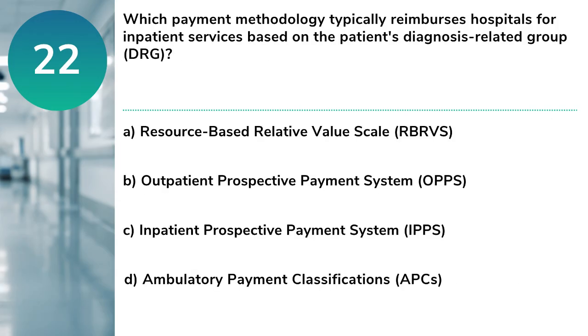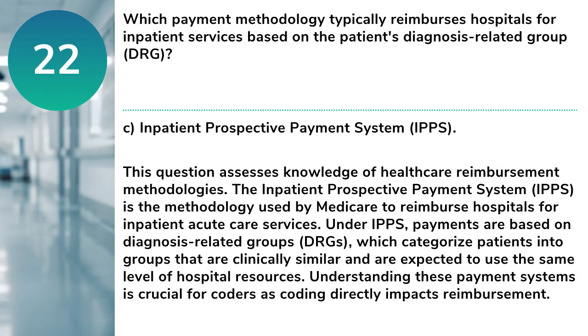Question 22. Which payment methodology typically reimburses hospitals for inpatient services based on the patient's diagnosis-related group, DRG? A. Resource-based relative value scale, RBRVS. B. Outpatient prospective payment system, OPPS. C. Inpatient prospective payment system, IPPS. D. Ambulatory payment classifications, APCs. Answer: C. Inpatient prospective payment system, IPPS.